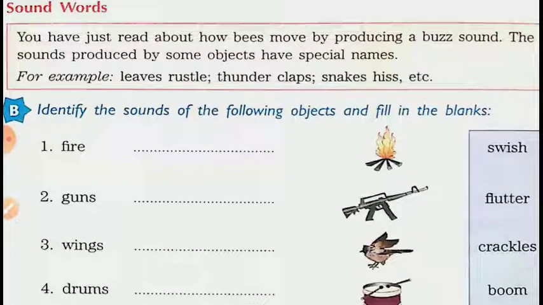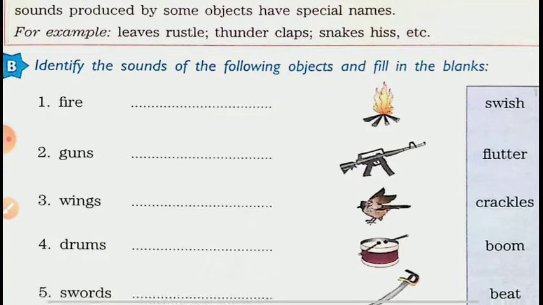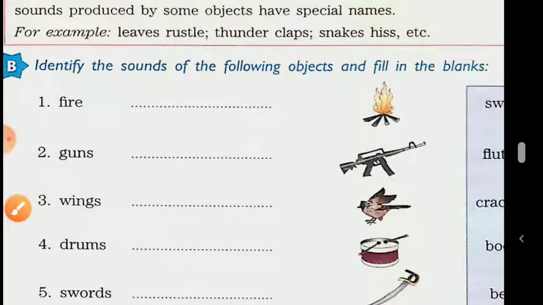Like leaves, they rustle. Thunders, claps. Snakes, hiss. Monkeys, chatter. These are some animal sounds. But besides animal sounds, certain other things, children, also have got sounds.